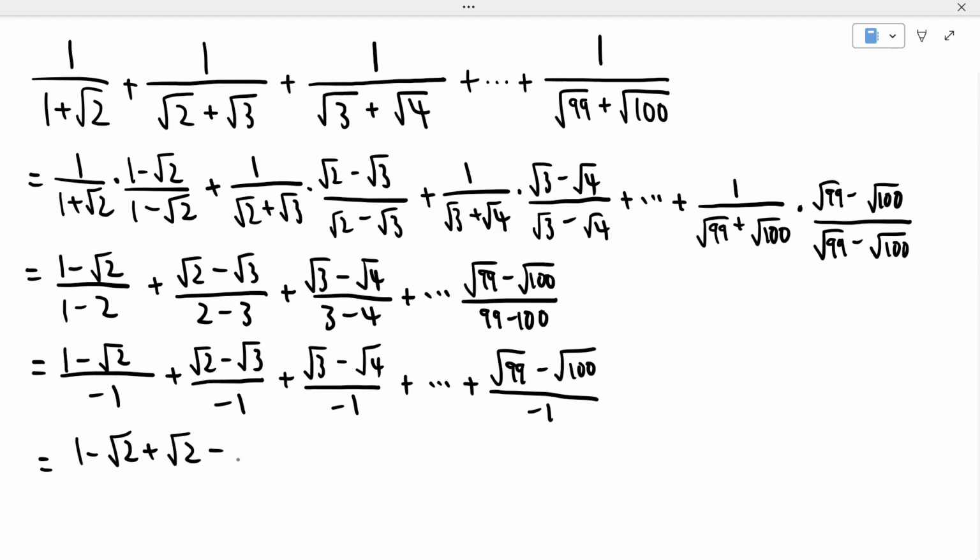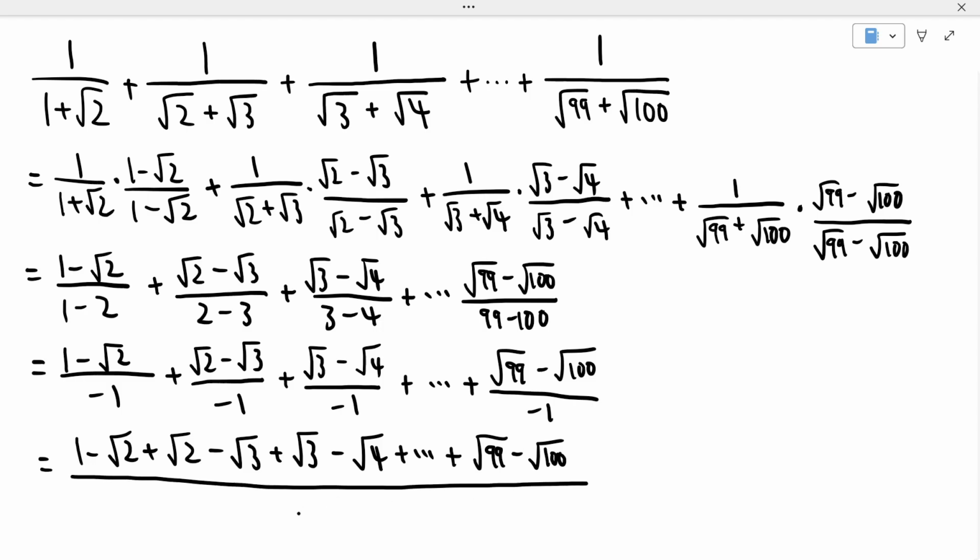So we can rewrite this as 1 minus the square root of 2, plus the square root of 2 minus the square root of 3, plus the square root of 3 minus the square root of 4, and so on until the final two terms, plus the square root of 99 minus the square root of 100, and this is all divided by the denominator of negative 1. So we can see that in the previous expression, the second term in the numerator always cancels out with the first term in the numerator of the next term.